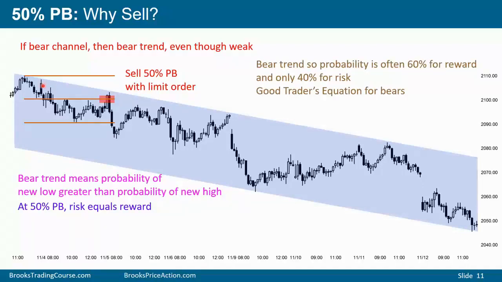If you believe it's in a bear trend, then you believe there's a 60% chance that the market is going to go lower. And the result is a good trader's equation. Even though the reward is small relative to risk, it equals the risk. The probability more than offsets the weak risk reward. Stop at the top of the most recent major lower high. And then take profits either at the prior low or on a reversal up.